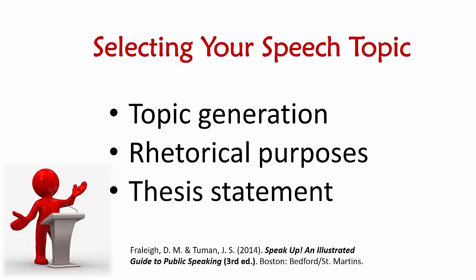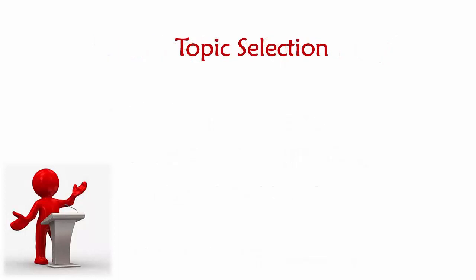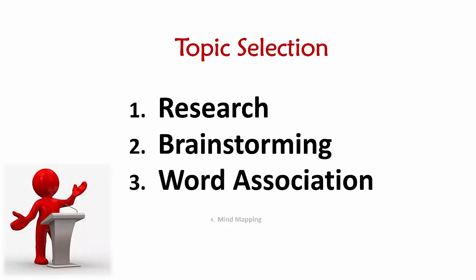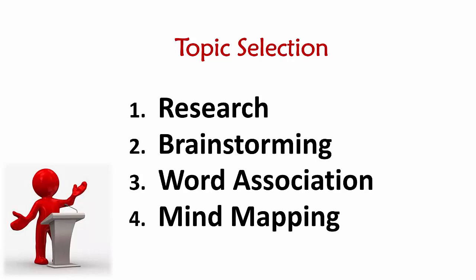And finally, we'll consider the thesis statement, that all-important sentence in your introduction that boils down the most important idea in your speech, the main claim you want accepted for your audience. But first things first, we need to think about selecting general topics. And to do that, Frawley and Tuman suggest 4 primary steps: research, brainstorming, word association, and mind mapping. Let's briefly look at each in turn to see how they can contribute to the topic selection process.